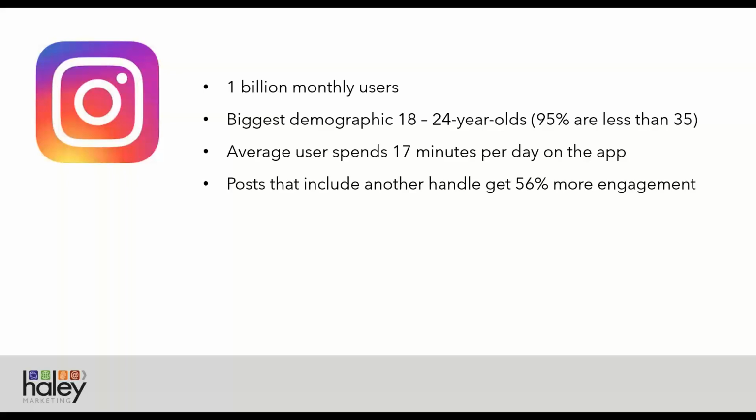Posts that include another handle, tagging people, get 56% more engagement. We're going to talk later about influencers and micro-influencers. Who are your micro-influencers you can be tagging? Your recruiters, your salespeople, maybe your temps. Again, video works. Here it's 21.2% higher engagement than photos. So that same video you're putting on Facebook can be shared on Instagram, maybe with some different messaging around it.